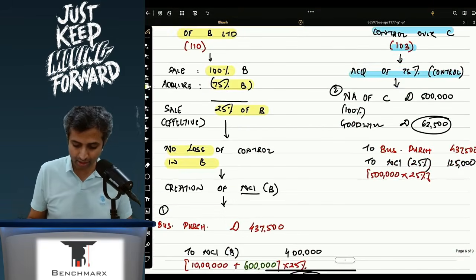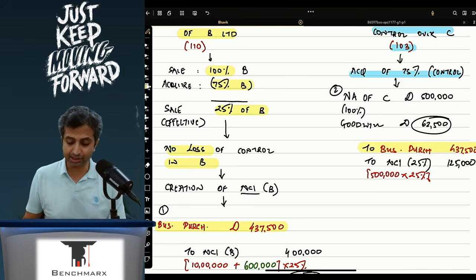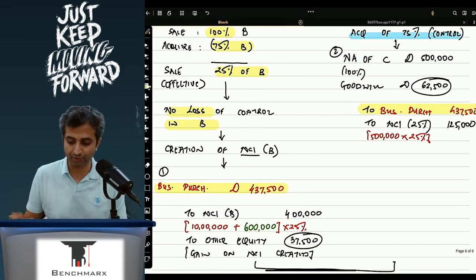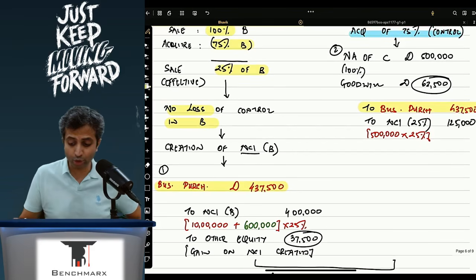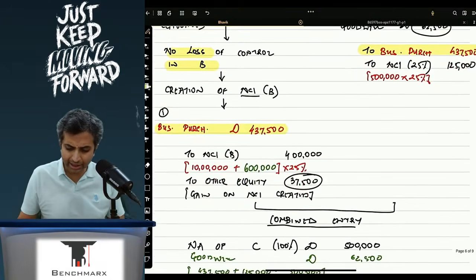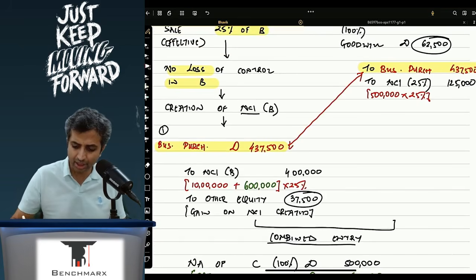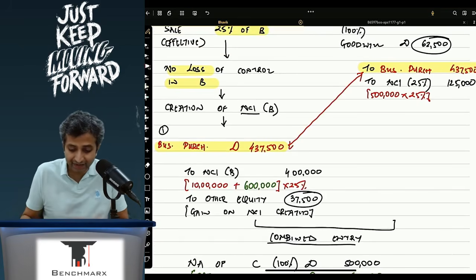Number 1, business purchase, and this is the same amount that is deployed, 437,500, and the balancing figure comes in the form of goodwill. Okay, so over here these are the two entries. ICAI has passed a single combined entry. Now if I combine these two entries, the business purchase debit and business purchase credit will get cancelled. Now once this gets cancelled, everything else will be taken.